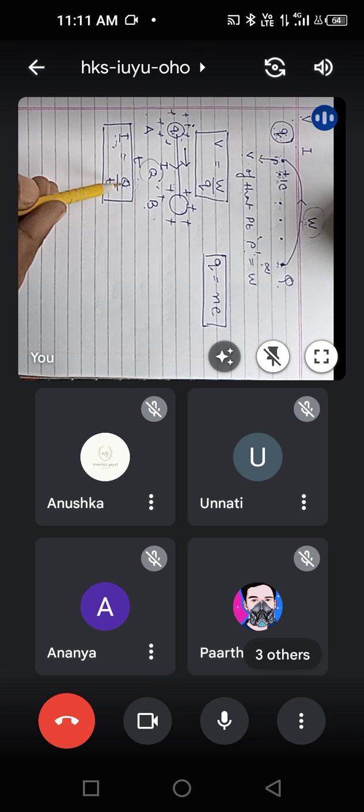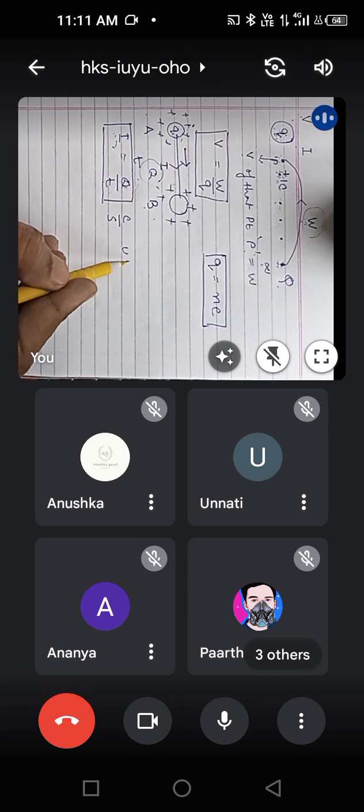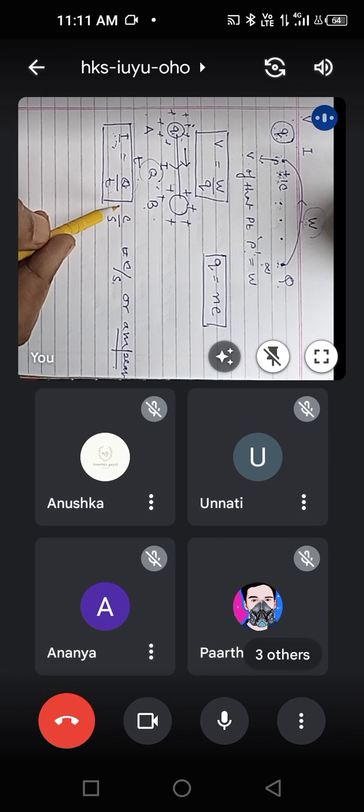Okay. So here the current I is equal to what? Q by T. Q means charge flown and T is the time taken. I is equal to Q by T. Q is measured in coulomb and time in seconds. So its unit is coulomb per second, or it's called ampere. So I is equal to Q by T, and its unit is coulomb per second or ampere, right?